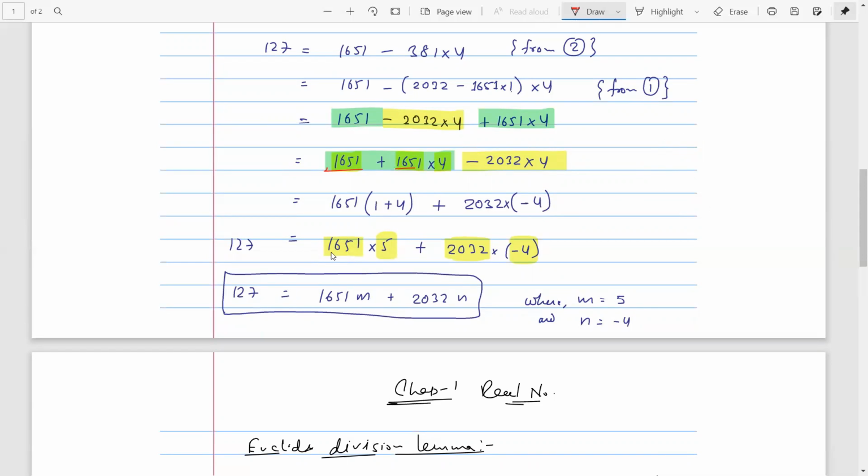Okay. So now it starts looking like what we want. 1651 times 4 plus 1, that is 5, and 2032 times some other integer, minus 4. So this is what I have written, 1651 times 5 and 2032 times minus 4. This is what they wanted: 127 to be written in the form of 1651 multiplied by some number and 2032 multiplied by some other number. So this will become our m, this will become our n.